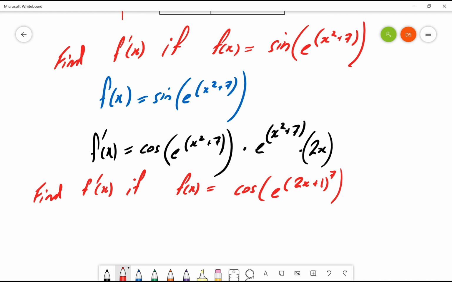Yes, exactly. Until your function becomes linear, until your function doesn't have something inside it, right? And that's pretty much how you go. So I'm going to just give this a go and see what happens, okay?